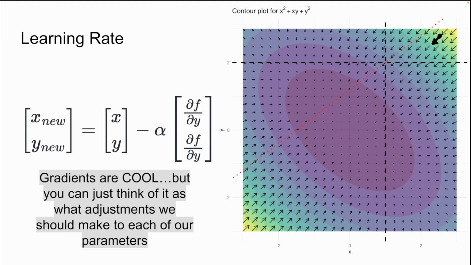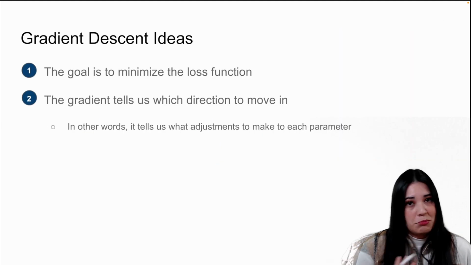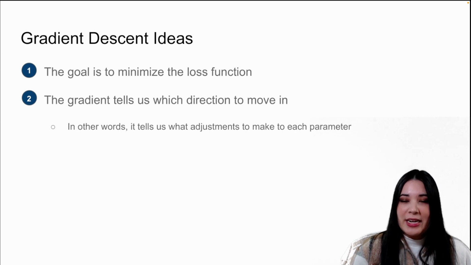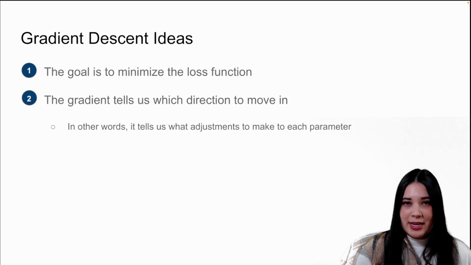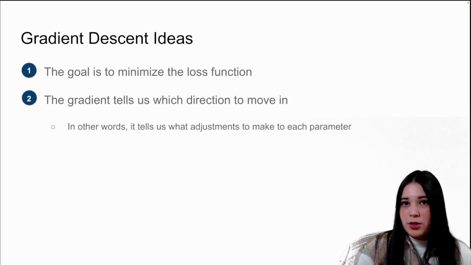However, if I started, say, here, I would want to move in the direction that this arrow is pointing. So you can see, depending on where you start in this plot, we can use the gradient in order to minimize our function, no matter where we start. All right, so that gave us our second idea. The gradient tells us what direction to move in order to minimize our function. In other words, the gradient tells us, for each of those terms in the gradient, what adjustments we should make to the different parameters or variables in our model.